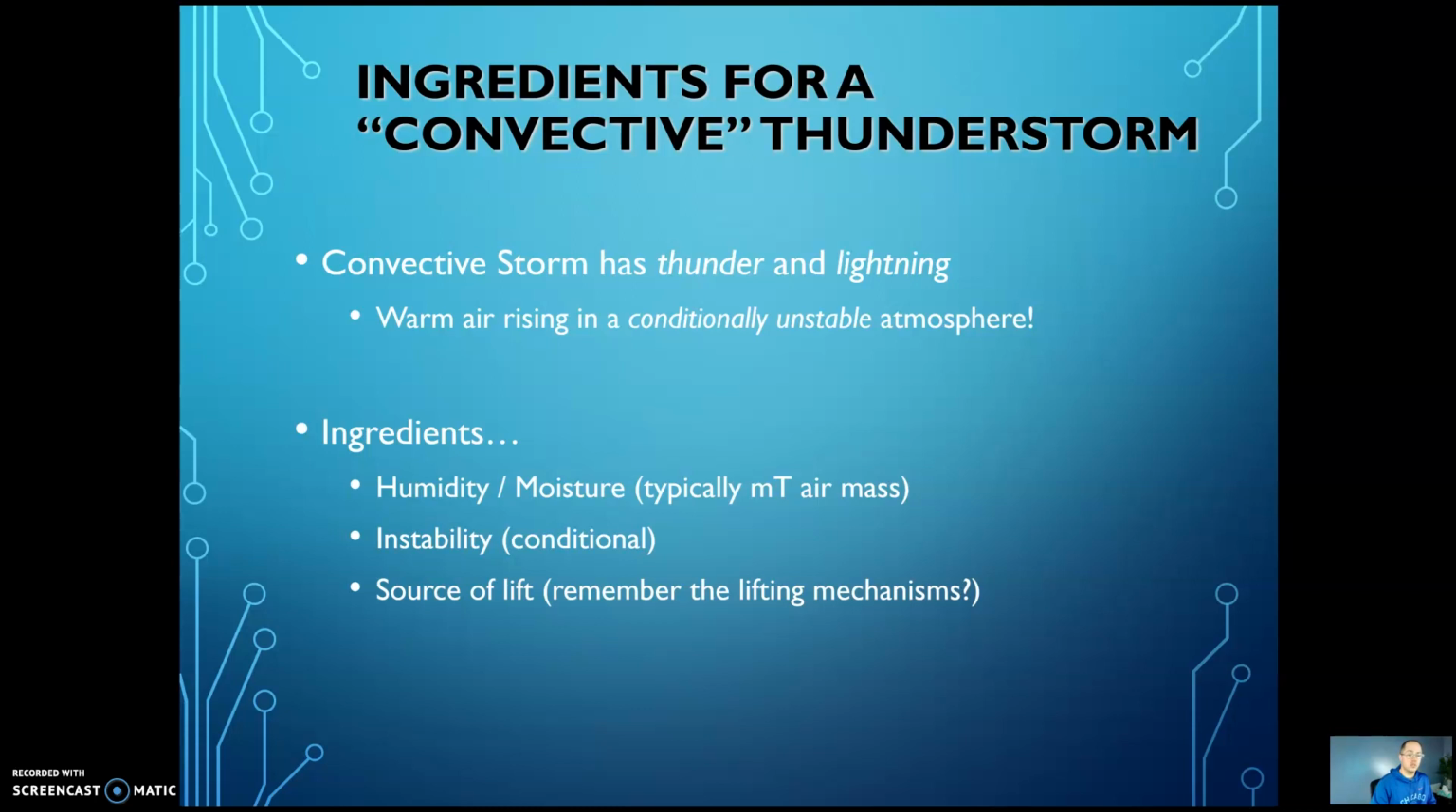And finally, a source of lift: frontal boundaries, convergence, orographic lifting, a number of ways that we can get air to rise within the atmosphere at any time.